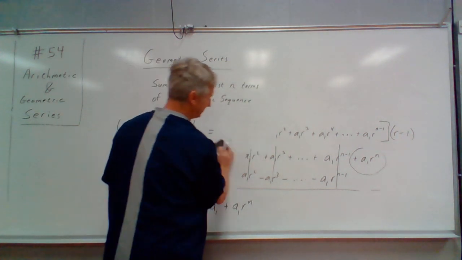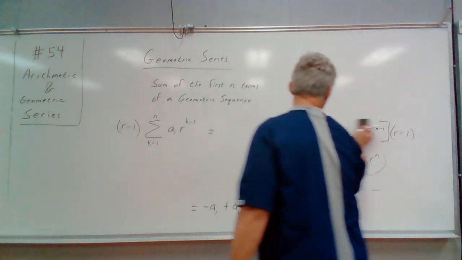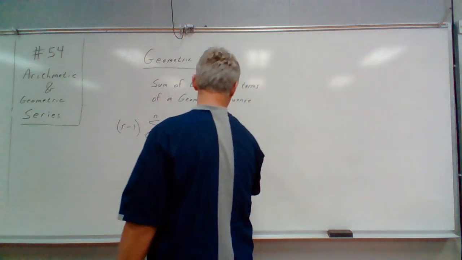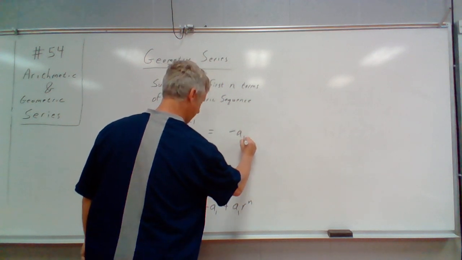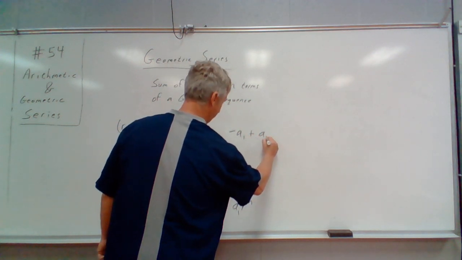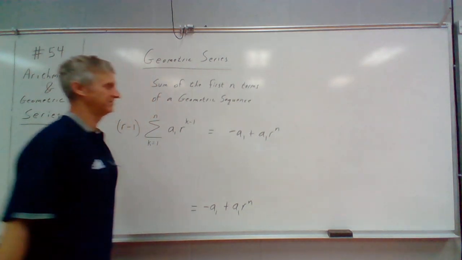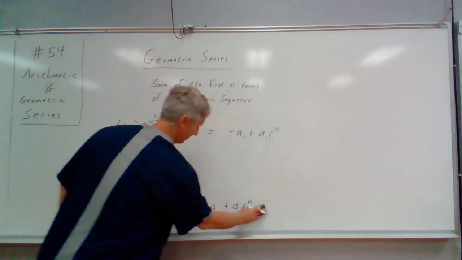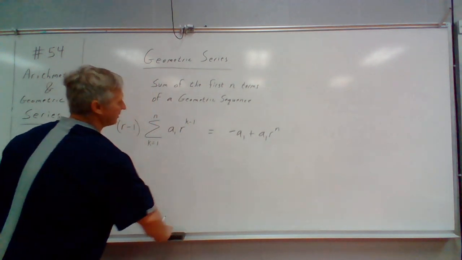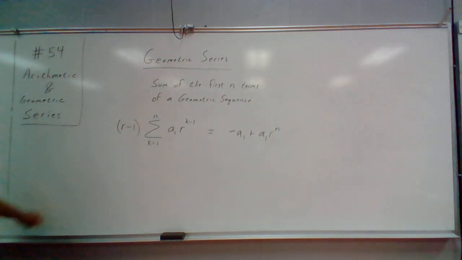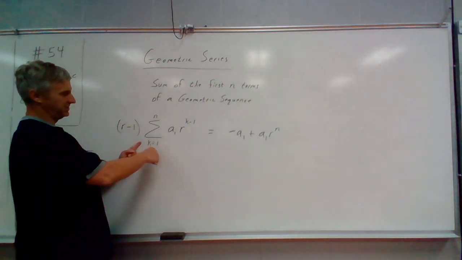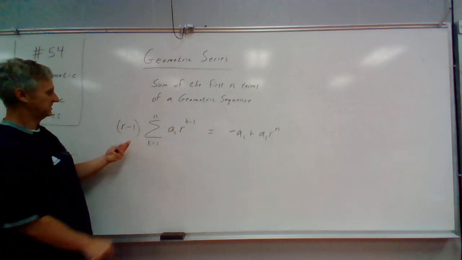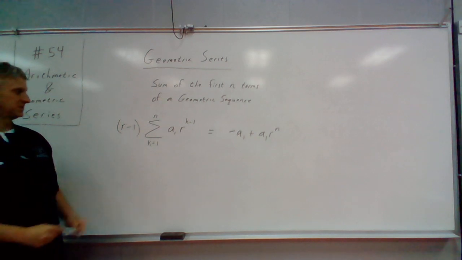So I'm going to get rid of all this and just leave ourselves with what we have here. So I have minus A1 plus A1 R to the n. All right, now, good. All right, this guy was what we were originally trying to find without this. So I need to divide both sides by r minus 1.